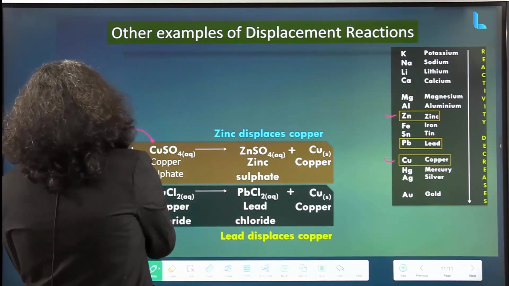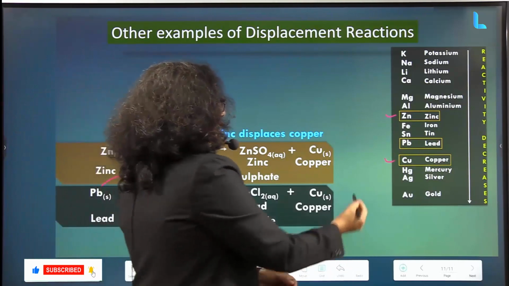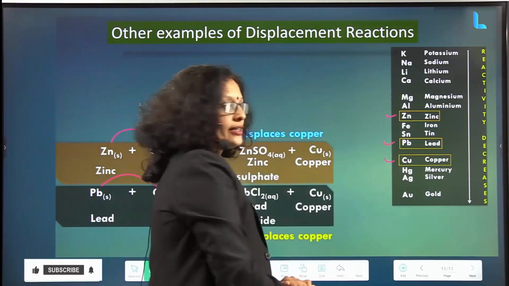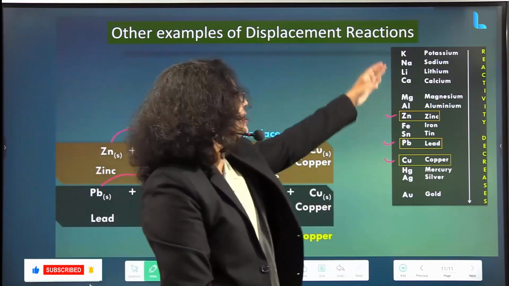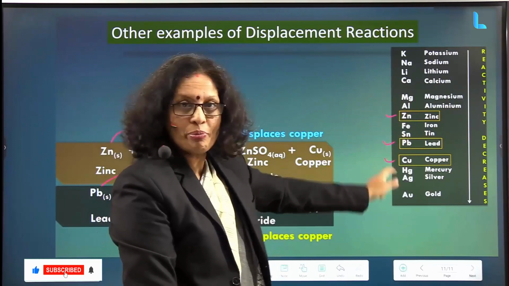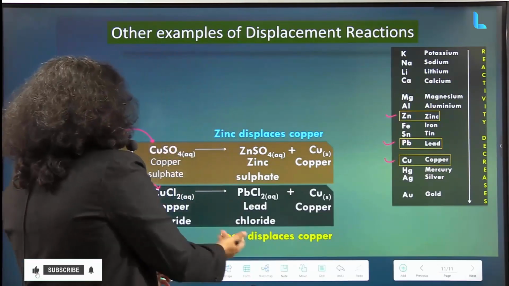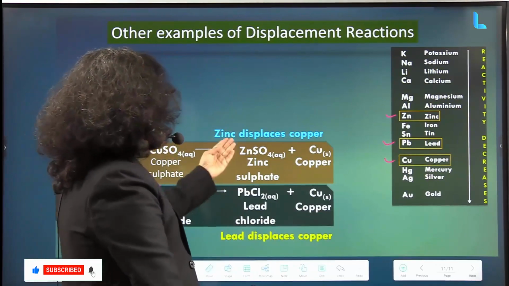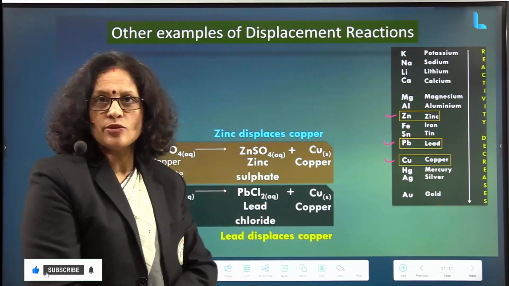Why? Because again we will say the same thing, displacement reaction. Which is more reactive? Lead is more reactive than copper, so lead can displace copper. So any element which is present above copper in the reactivity series can displace copper from any of its salt solutions, like this. So here lead displaces copper, here zinc displaces copper, and in the previous experiment we have seen iron displaces copper.